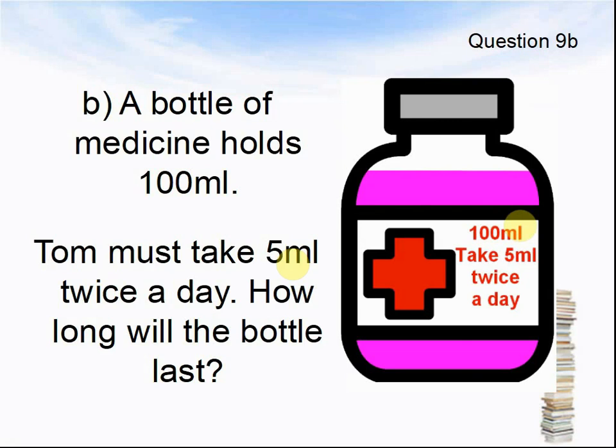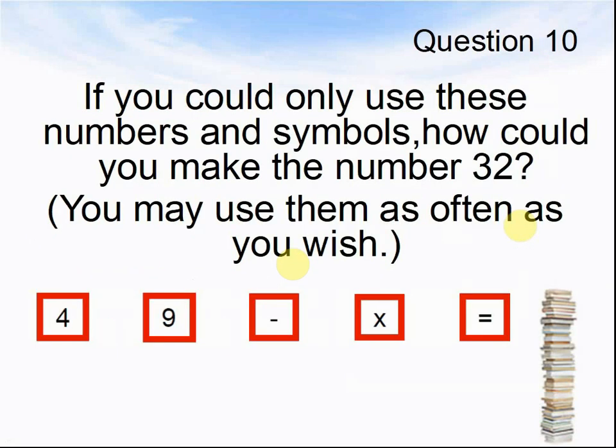Are you ready? Question 10. If you could only use these numbers and symbols, how could you make the number 32? You may use them as often as you wish. 4, 9, minus, times and equals. Pause the video until you are ready for question 11. Here comes question 11.